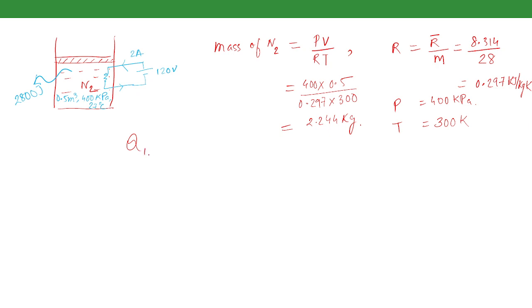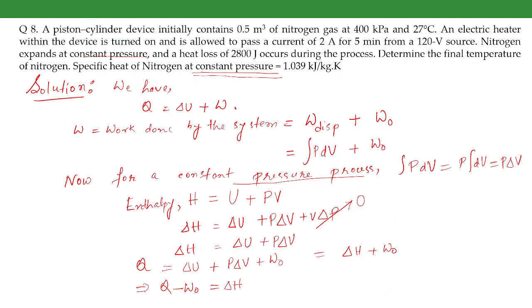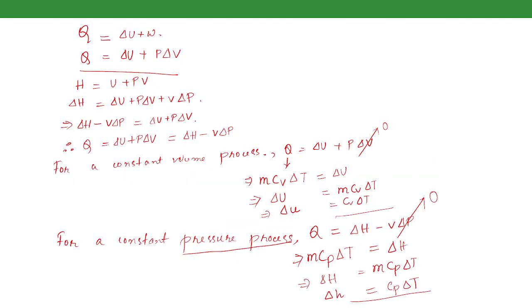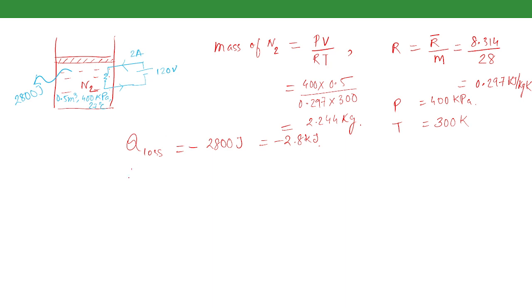The heat lost is minus 2800 joule, that is minus 2.8 kilojoule. And we are considering the electrical work, which is the other form of work. This will again be work done on the system, so it will be a negative value, minus V I T.